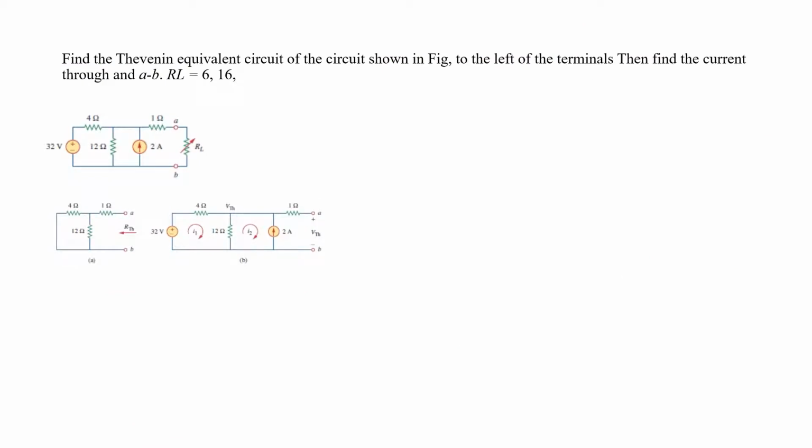Here this is a complex circuit. The question says, find the Thevenin equivalent circuit of the circuit shown in the figure. This is the 6 ohm and 16 ohm. Individually you have to find this one, right? So this is the circuit we have been given. They say find the Thevenin equivalent circuit. This is the Thevenin equivalent circuit.